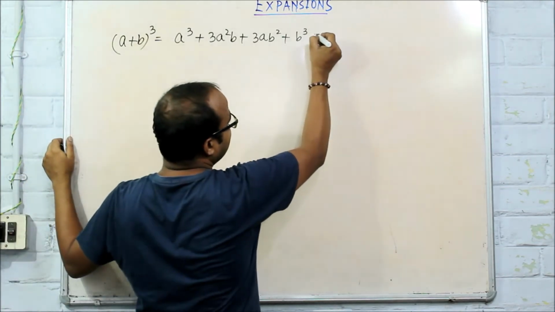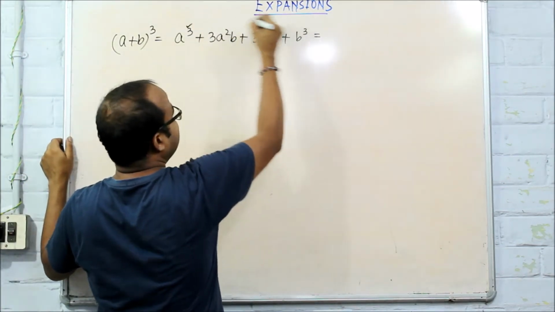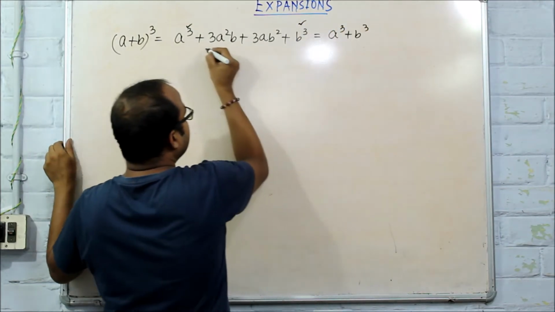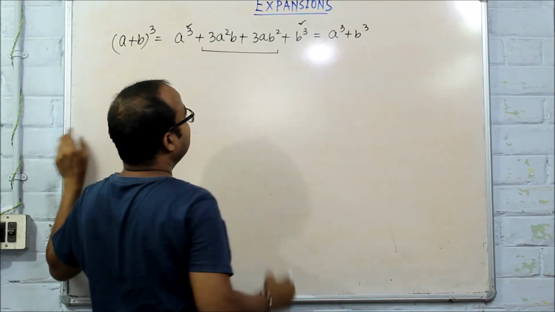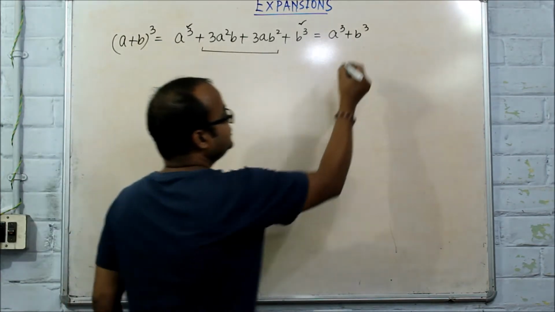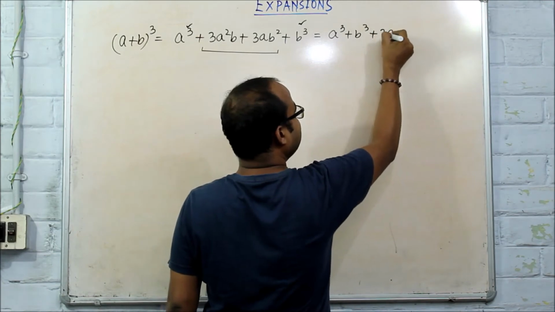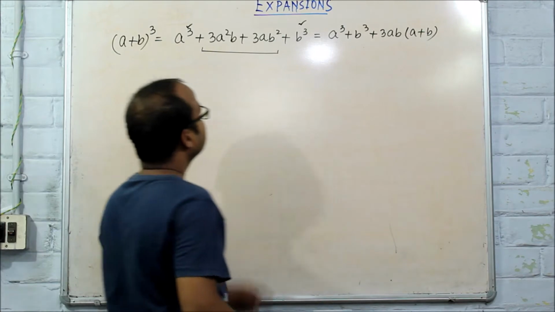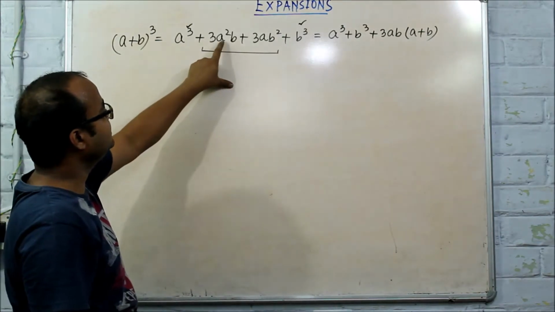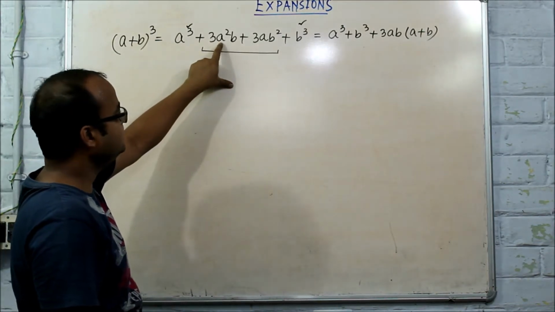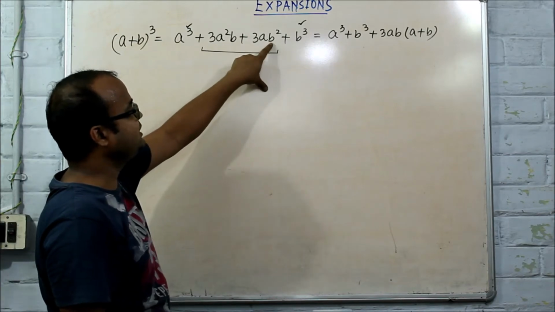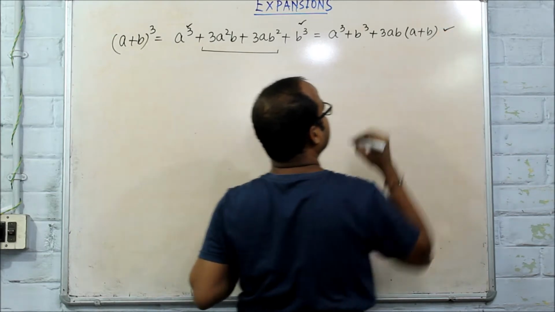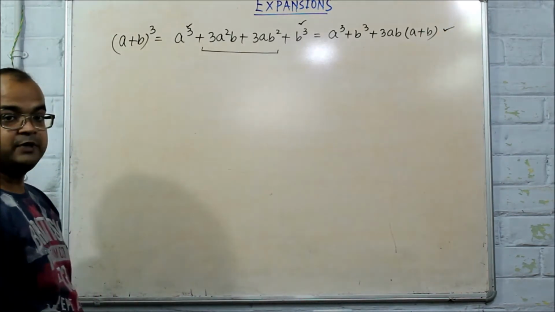Now, this formula can also be written differently. If I write these 2 terms first, a cube plus b cube, now from these 2 terms, I can take 3ab common. So, if I take plus 3ab common, then you will get a plus b. If I take 3ab common, the factor left is a, and the factor left is b. So 3ab into (a + b). So this is another formula of (a + b) whole cube.